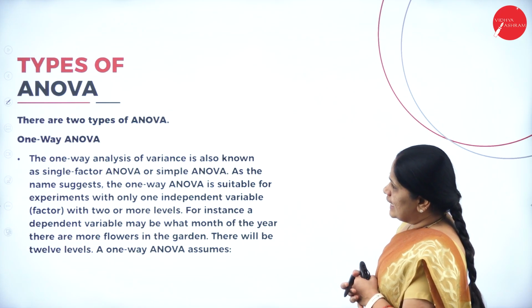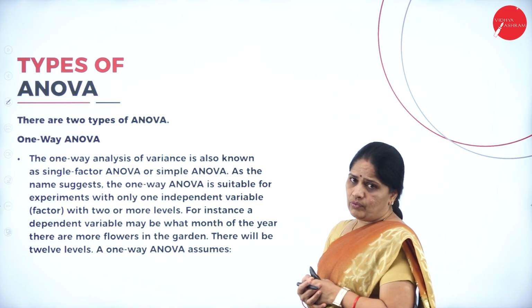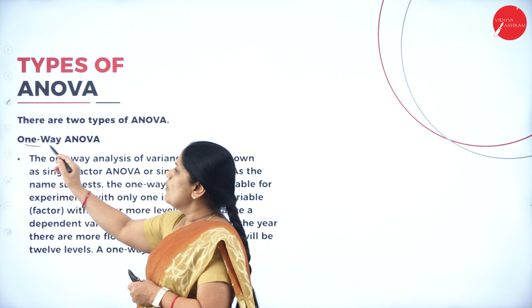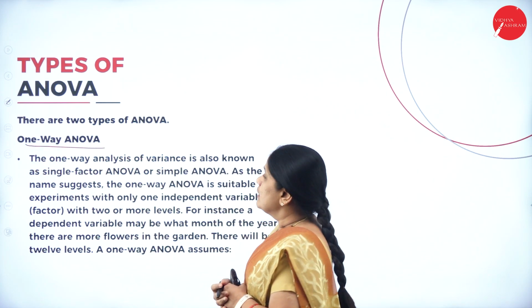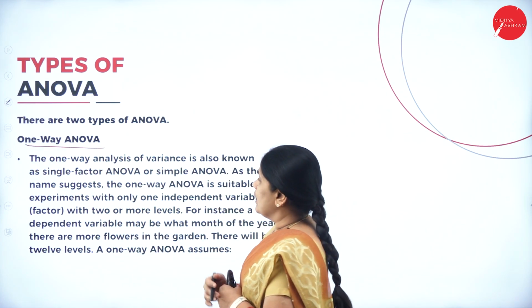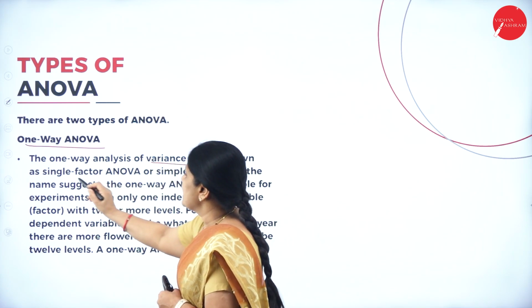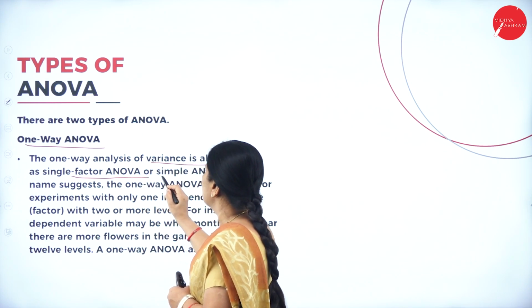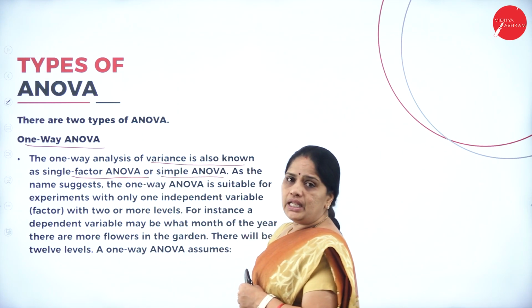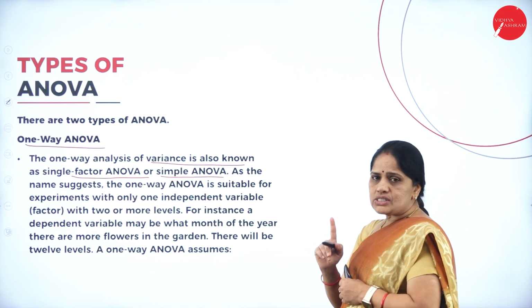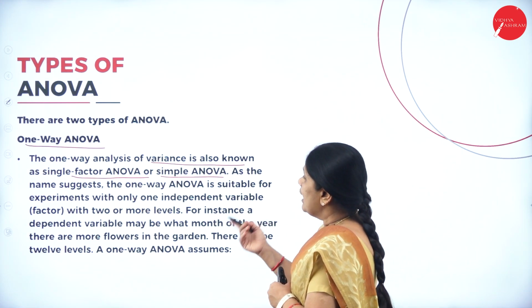Next, types of ANOVA. What are the different types of ANOVA? The first one is the one-way ANOVA. What is this one-way ANOVA? The one-way analysis of variance is also known as a single factor ANOVA or simple ANOVA. So, one-way ANOVA is the single factor, and there is only one independent variable here.